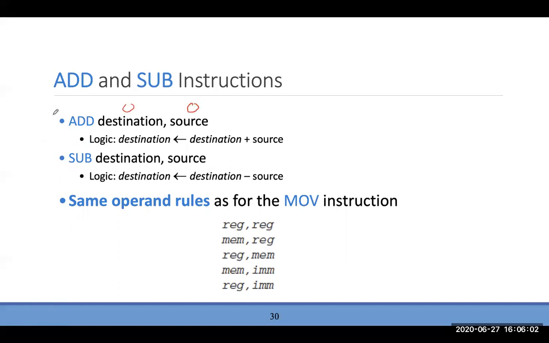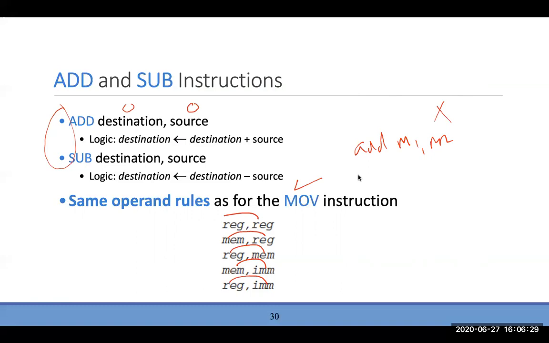So same for the add and for the sub, and that's straightforward. Whatever applies to moves applies to add and sub. That being said, that means you can add or subtract register from register, register from memory, memory from register, immediate from memory, immediate from register, but no memory to memory. So you cannot say add to memory 1, memory 2.